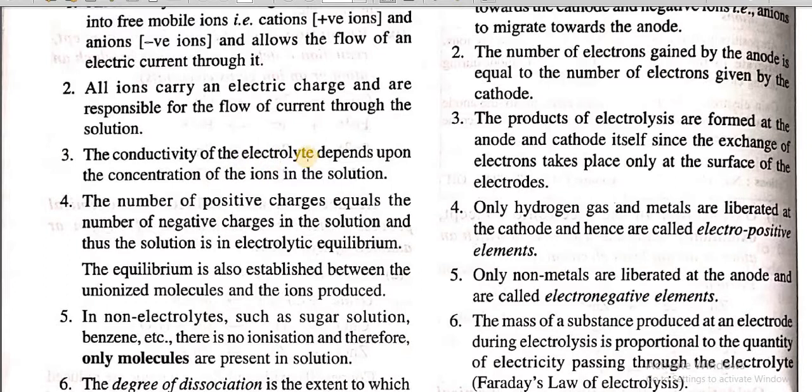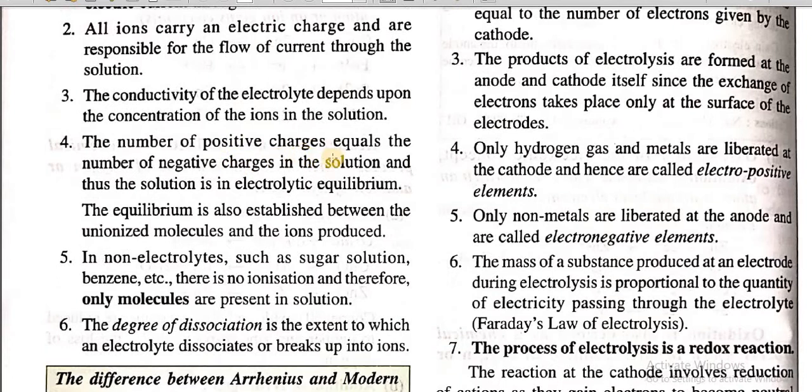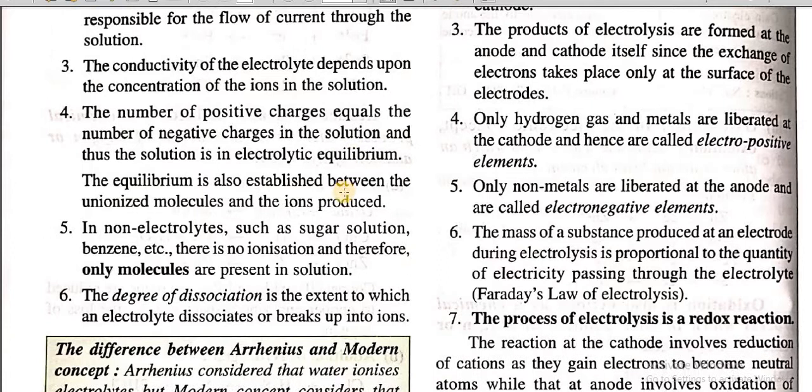The conductivity of the electrolyte depends on the concentration of ions in the solution. So, if the concentration of the ions is less, the flow of electric current will be less. And if the concentration of the ions is high, the conductivity of the electrolyte will be high. The number of positive charges equals the number of negative charges in the solution, and thus the solution is in electrolytic equilibrium. So, whatever number of positive charges is generated, it will be equal to the number of negative charges.